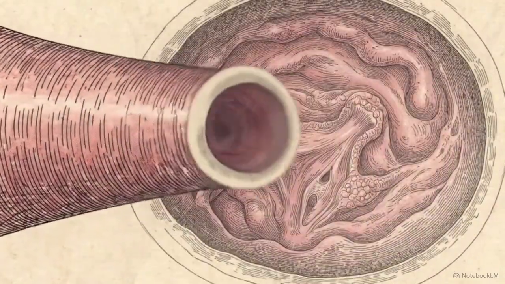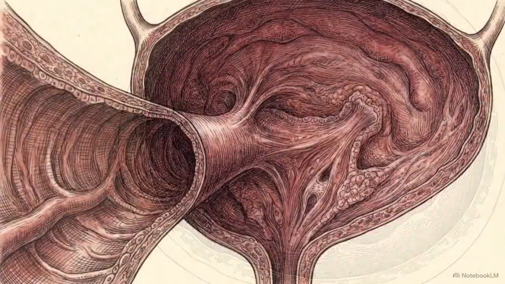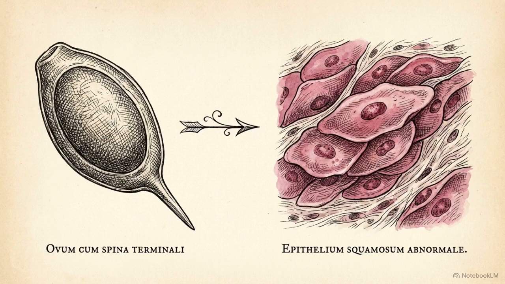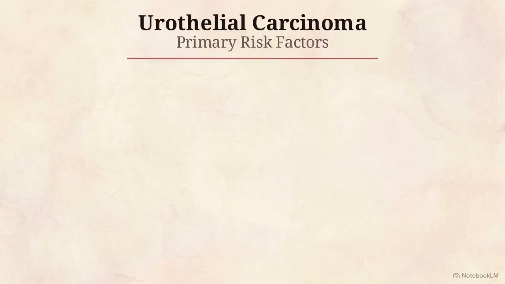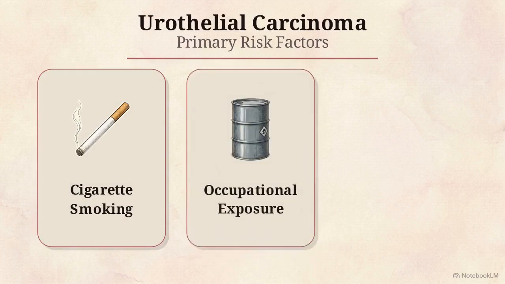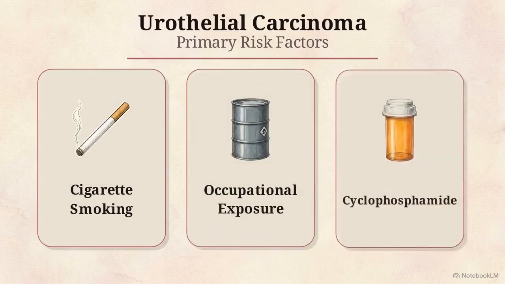Consequently, urothelial carcinoma accounts for the vast majority of bladder malignancies. The primary exception to this is squamous cell carcinoma, which is specifically linked to chronic infection by the parasite Schistosoma haematobium in endemic regions. For urothelial carcinoma, the heavy risk factors are cigarette smoking, occupational exposure to industrial dyes and carcinogens, and prior treatment with cyclophosphamide.